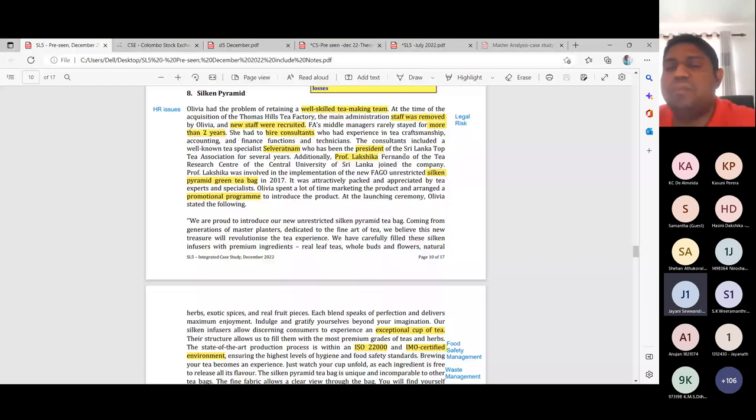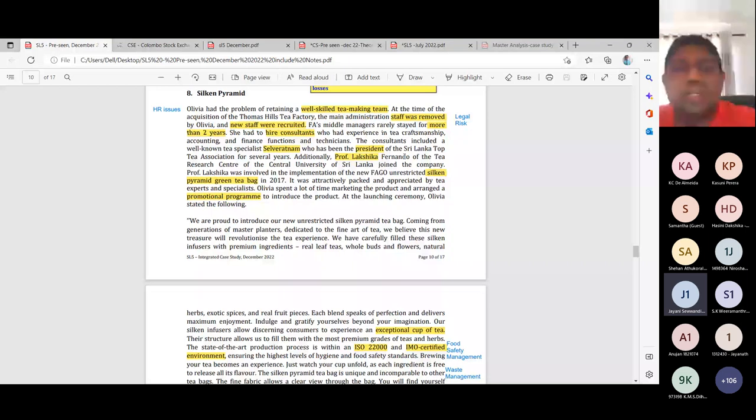Maybe there is an issue in the succession planning, maybe no development for the employees. There is no friendly environment, strict laws, rules. We don't know. There may be some issues. Staff were removed by Olivia and new staff were recruited. Fargo's middle managers rarely stay for more than 2 years. Middle managers, no? That's a key point.